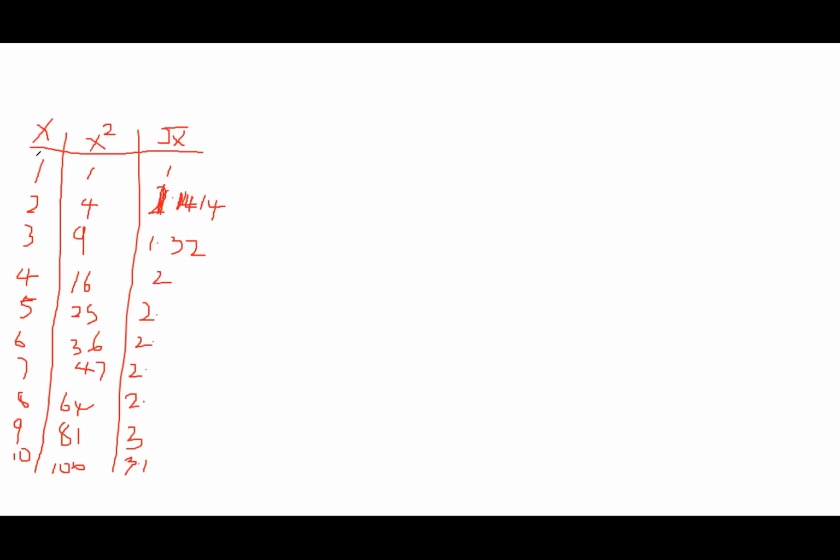this original number, the distance between them is 1, 1, 1, 1, 1. But as you square it, the distance is increasing. The distance between their squares, this and this is 3. Here is 5, here is 7, 9, 11, 13, 15, 17, 19. Can you see the difference between them? So as you square, it expands the distance between the values. That is what square transformation does.